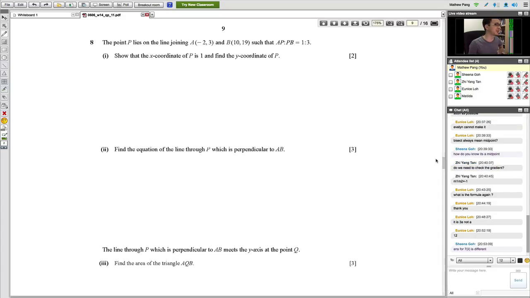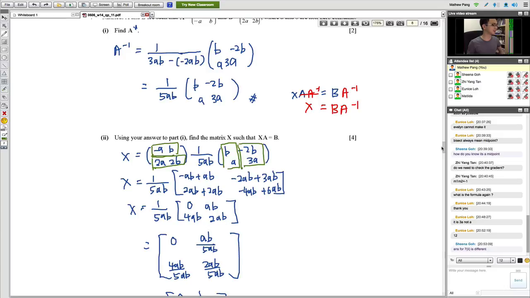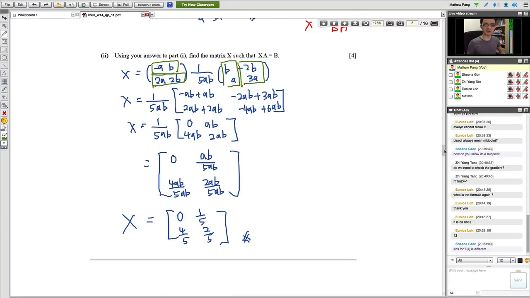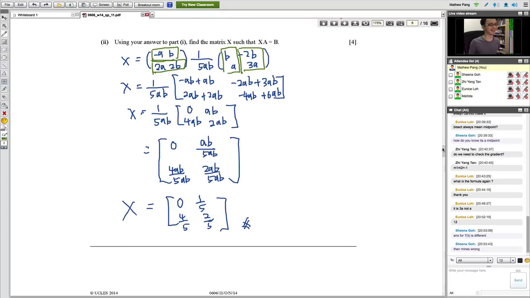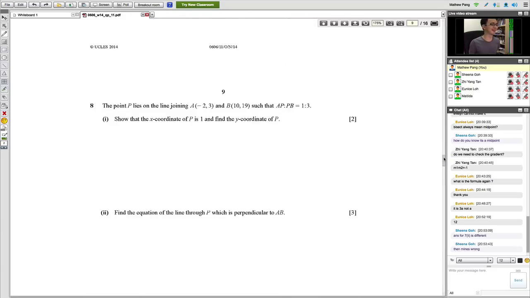Why I see the ratio over here? 5, 7, 2 is different. Answer for 7, 2 is different. Let me check. But mine is same with the marking scheme. It's 0, 1 over 5, 4 over 5, and 2 over 5. Yashina, you can check your answer. Maybe you do some carry mistake somewhere. Oh, yes, I think so. Because the marking scheme is just beside me.